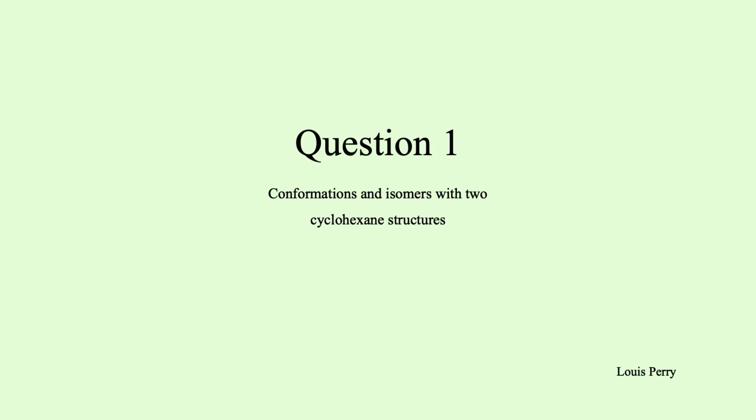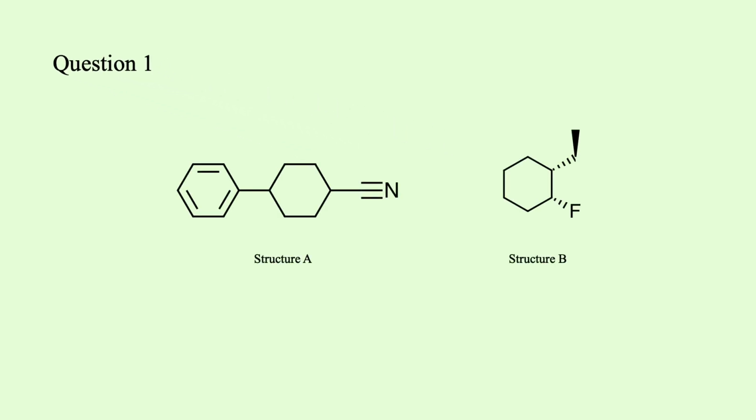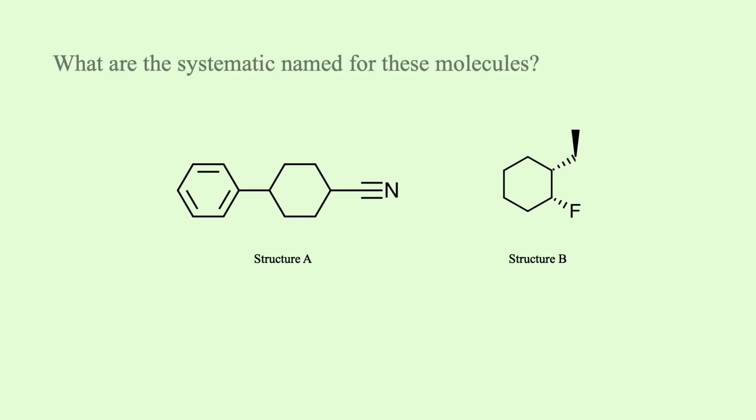Question 1. Conformations in isomers with two cyclohexane structures. The first part of this assignment was to work out the systematic names for these two molecules.